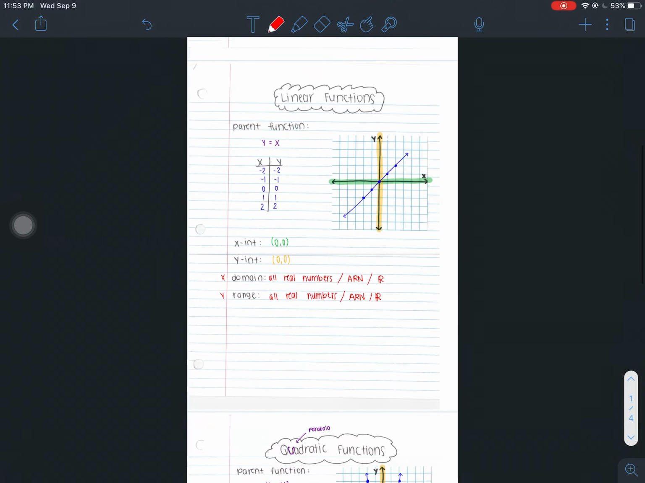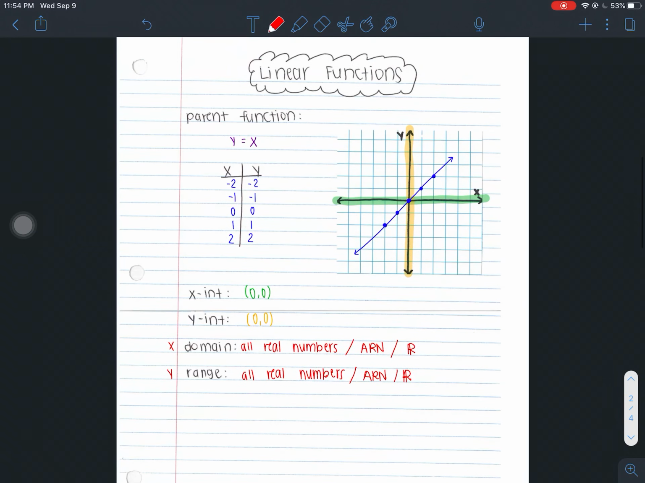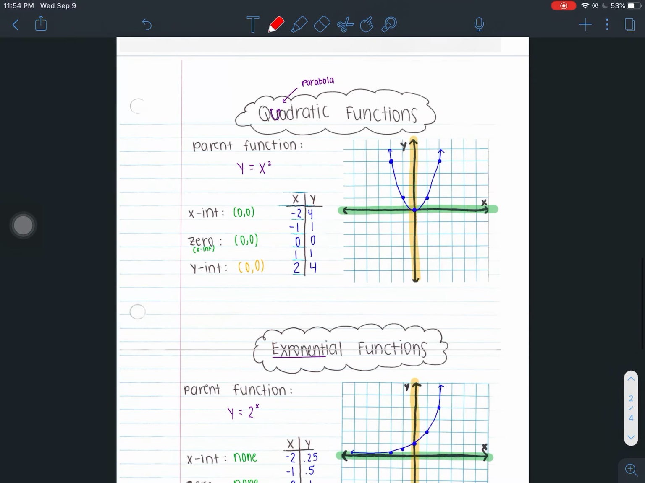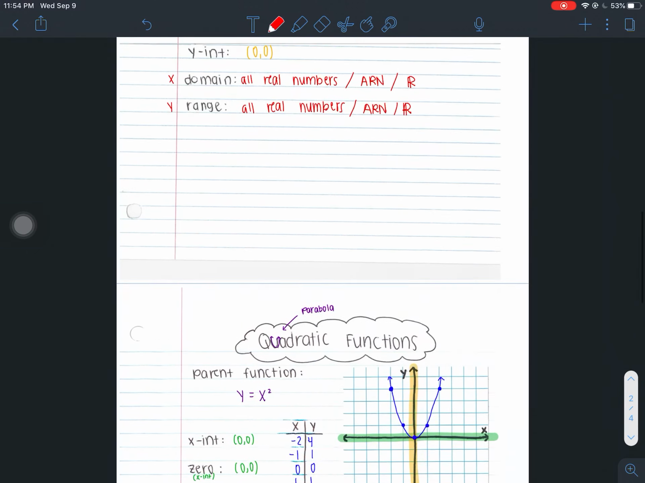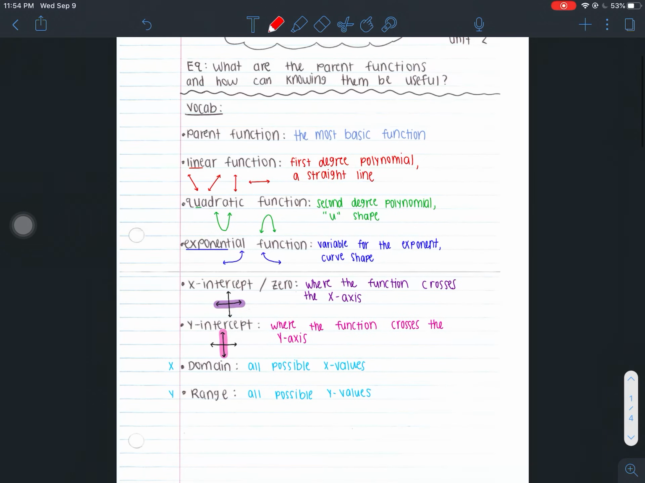All right, but those are your 3 parent functions. You have your linear parent function, which looks like a line. You have a quadratic parent function, looks like a U, which is also known as a parabola. And then you have your exponential function, which looks like a curve. So these are just the basic 3 functions. We'll talk about them way more in later units. Today's just an introduction to them. If you have any questions, please feel free to let me know.